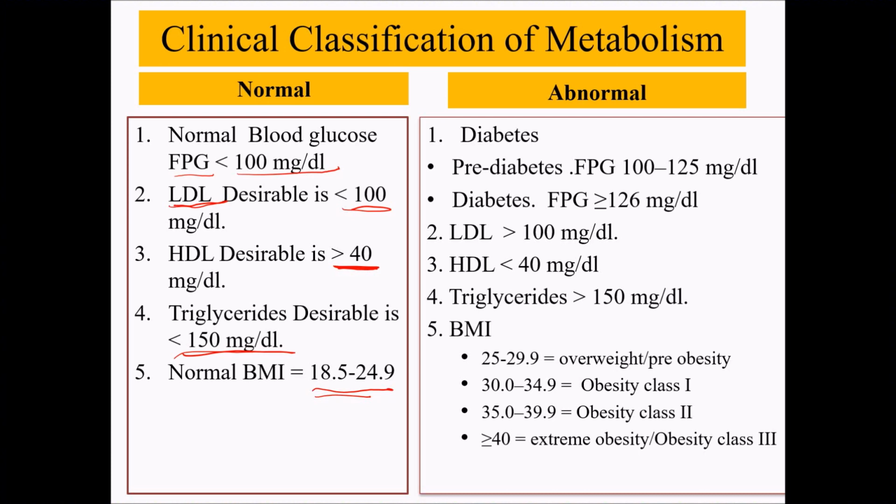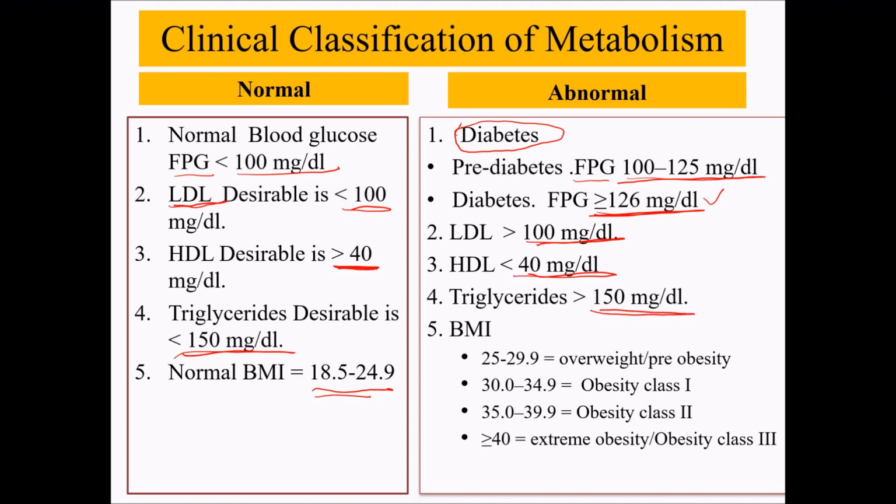If this metabolism is disturbed, then it will turn to an abnormal metabolism. An abnormal metabolism example is if we are taking carbohydrate, in terms of diabetes. If someone is pre-diabetic, his fasting plasma glucose level will be 100 to 125 mg per deciliter. And if the fasting plasma glucose level is more than 126 mg per deciliter, then this person will be labeled as diabetic. LDL cholesterol, low density lipoprotein cholesterol, more than 100 mg per deciliter is abnormal. HDL cholesterol, high density lipoprotein cholesterol, less than 40 mg is abnormal. Similarly, triglyceride more than 150 mg per deciliter is abnormal.